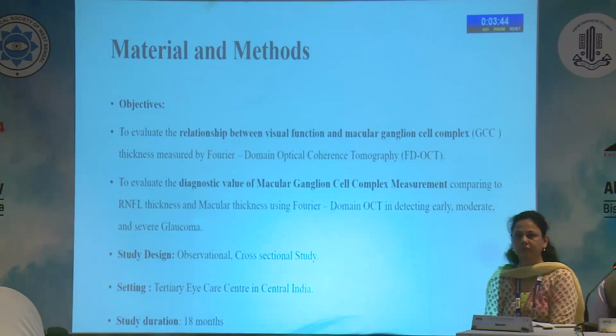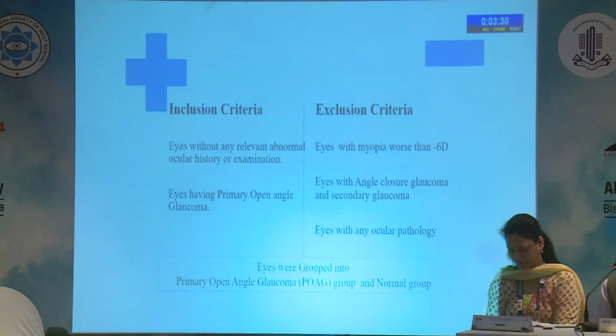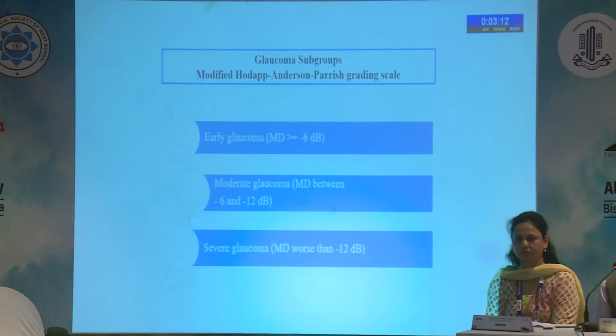It was an observational cross-sectional study carried out at a tertiary eye care center in central India over 18 months. Minimum sample size required per group was 35, and regression analysis and ROC curves were used for statistical analysis. Eyes without any relevant abnormal ocular history or examination and eyes having primary open angle glaucoma were included, while eyes with angle closure glaucoma and secondary glaucoma, eyes with any ocular pathology, or eyes with myopia worse than -6 diopters were excluded. Eyes were grouped into primary open angle glaucoma and normal group. Further, they were classified according to the modified Hodapp-Anderson-Parrish grading scale into early, moderate, and severe glaucoma.